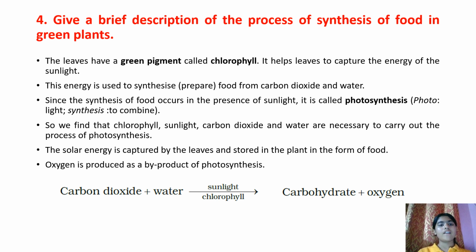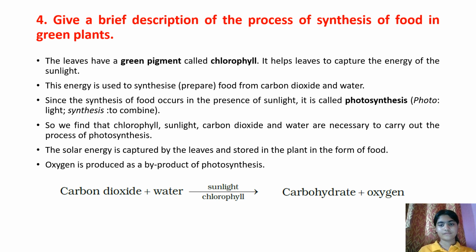So we find that chlorophyll, sunlight, carbon dioxide, and water are necessary to carry out the process of photosynthesis. The solar energy is captured by the leaves and stored in the plant in the form of food. Oxygen is produced as a byproduct of photosynthesis. Carbon dioxide plus water, in the presence of sunlight and chlorophyll, gives carbohydrate plus oxygen. Stop.